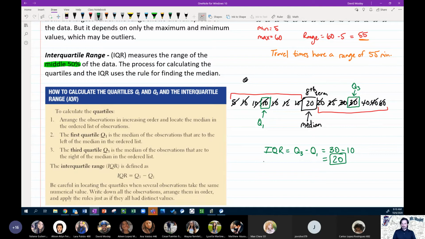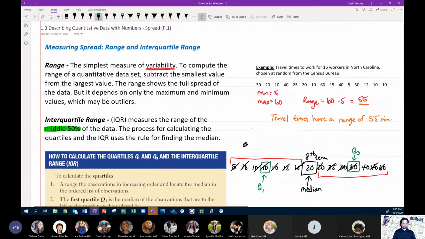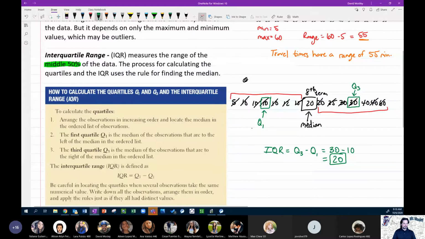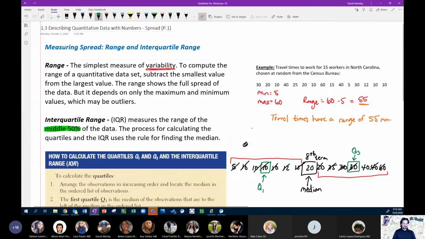Does anyone need another moment on this screen to write stuff down? Please raise your hand. Okay. All right, I'm going to move to my next page of stuff.